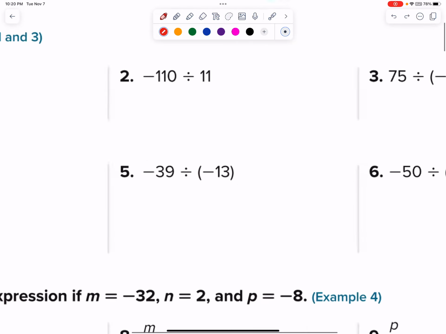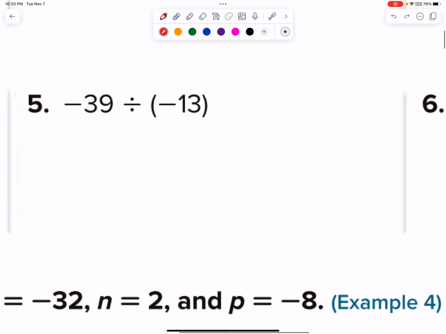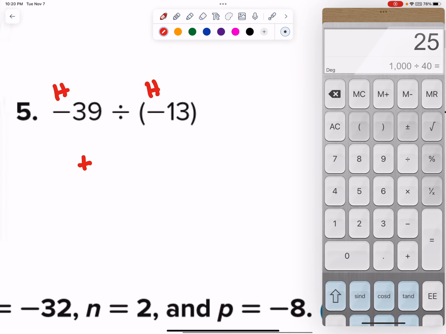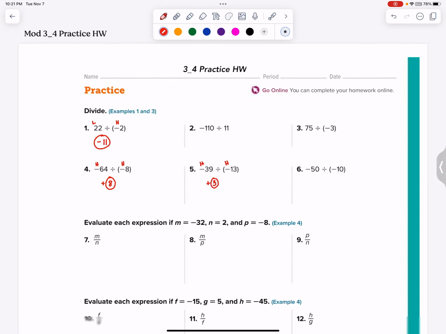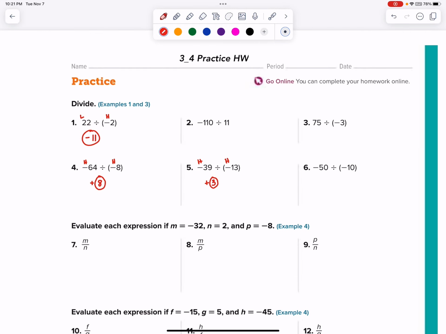Okay, let's go ahead and look at 5. We have a hate to hate, which means we actually love. Again, if you don't know what the multiplication would be, just go ahead and type it out. 39 divided by 13, and you have 3. So +3. So 3 times -13 is -39. All right, 2, 3, and 6 are on your own.